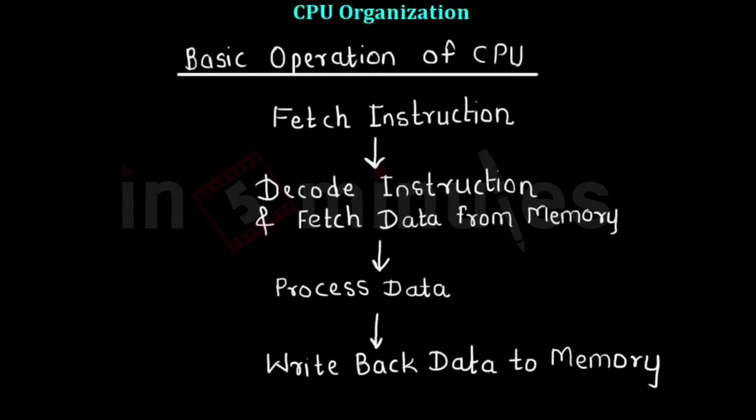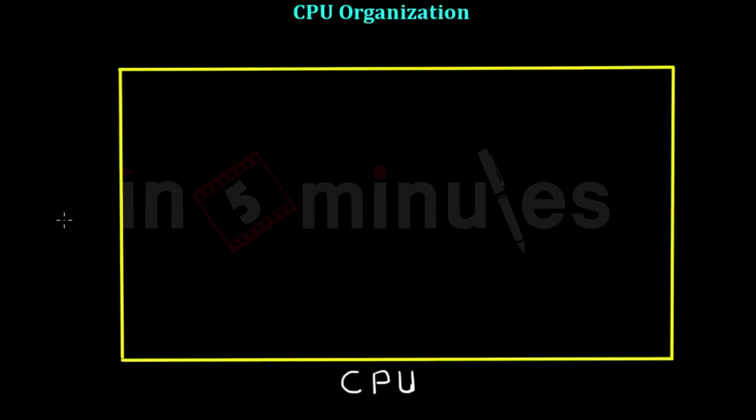So while executing these instructions, we know that the major components are the ALU and control unit that are inside the CPU. However, different types of registers are also required to store the temporary data during the execution of instruction. So let's look at this CPU organization along with the different registers required inside the CPU. So this is the CPU, that is a black box, and we are going to look inside the CPU now.